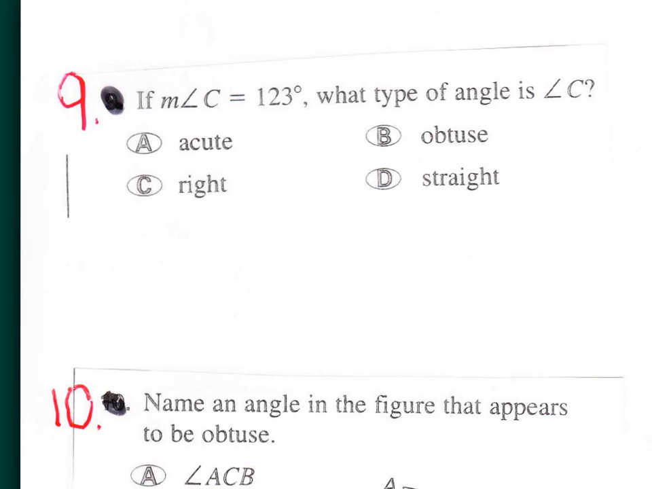Okay, here's number 9. The measure of angle C is 123 degrees. What type of angle is angle C if it's 123 degrees? Is it A, acute? Is it a cute little guy? B, obtuse? C, right? Or D, straight?